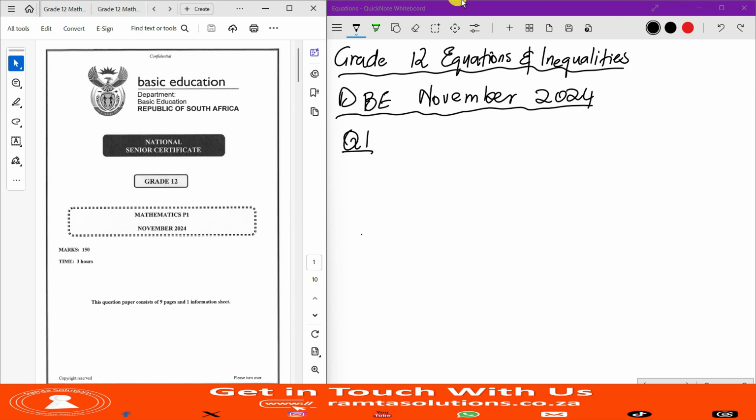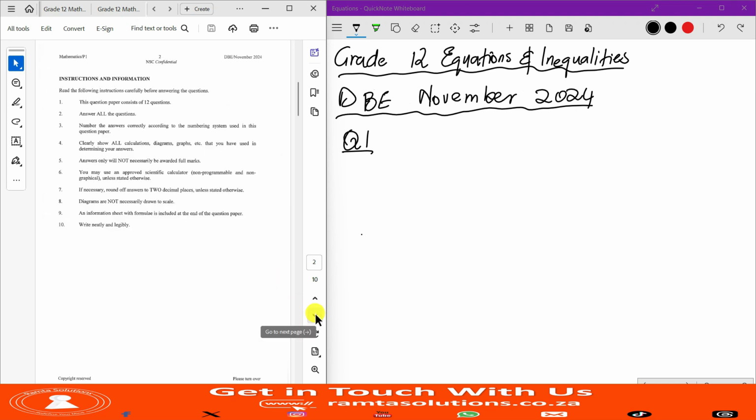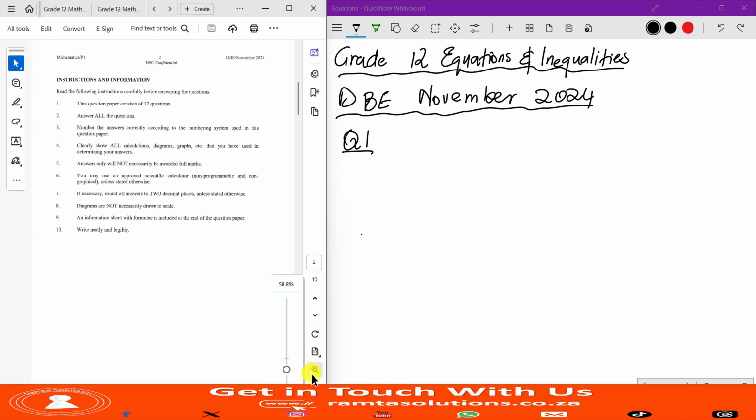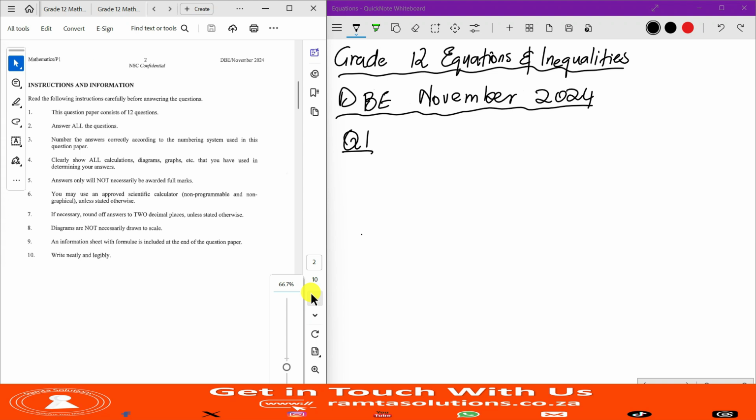Okay, so now, remember, when we do past papers, it's important that we read instructions. Again, for the section that we are dealing with in this video, we are not going to read all the instructions. We're going to read just a few. For example, instruction number 4 says clearly show all calculations, diagrams, graphs, etc. that you have used in determining your answers. It is not a mistake.